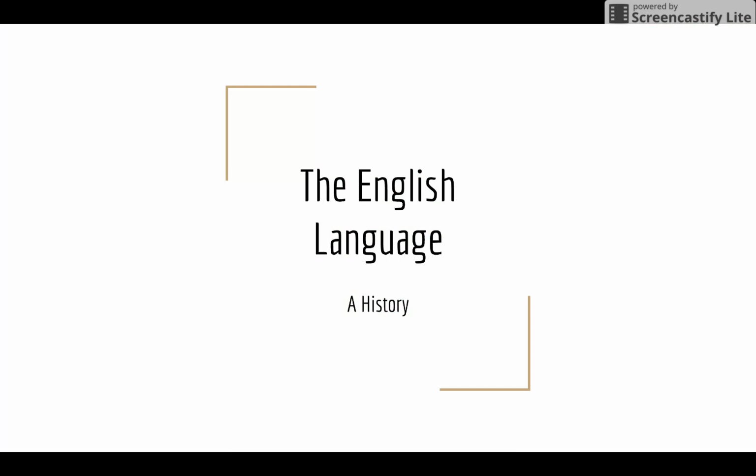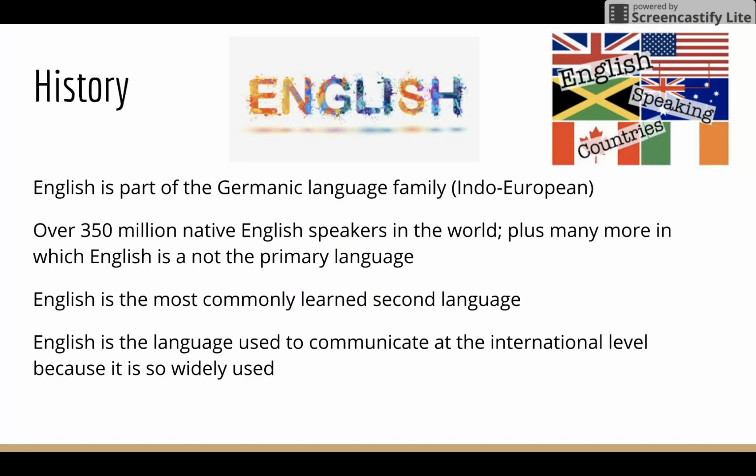So we're going to start with the English language, a history. English is part of the Germanic language family, which derives from the Indo-European. There are over 350 million native English speakers in the world, plus many more in which English is not actually their primary language. And this could be either a joint language or a second language that's recognized in the country. Some of the countries in which they have native English speakers include Australia, Canada, the UK, Jamaica, Ireland, and obviously the United States of America.